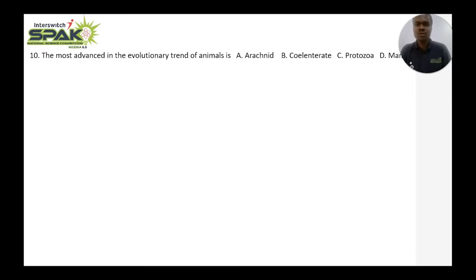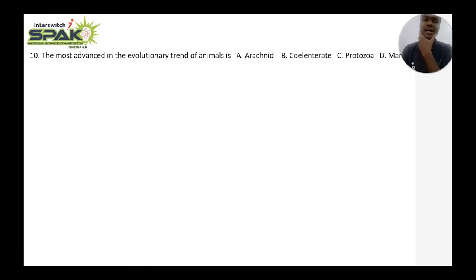In this group, the protozoa are the most primitive. The most primitive, of course, is the oldest, and the older they are, the less advanced. When you look at coelenterates, like hydra, they are only two cells thick. Most of them exist at the tissue level of organization. They are next to protozoa.